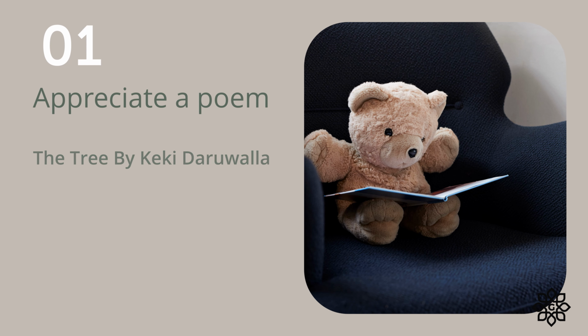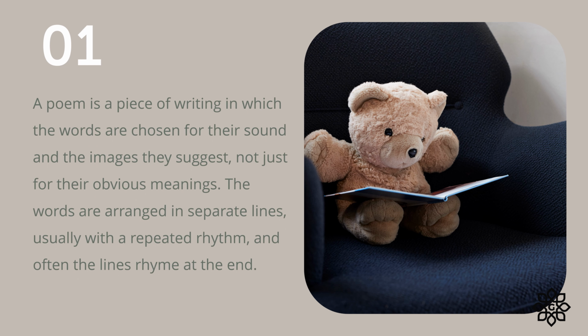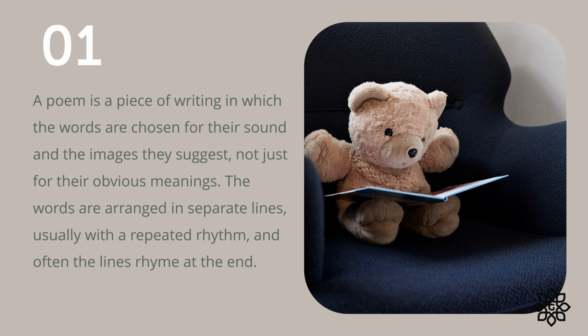As per the definition from Oxford Dictionary, a poem is a piece of writing in which the words are chosen for their sound and the images they suggest, not just for their obvious meanings. The words are arranged in separate lines, usually with a repeated rhythm, and often the lines rhyme at the end.